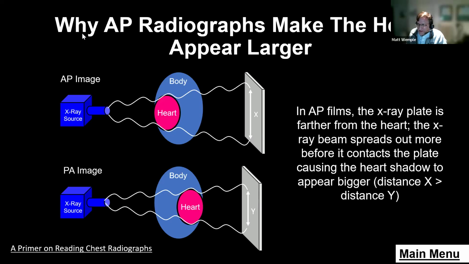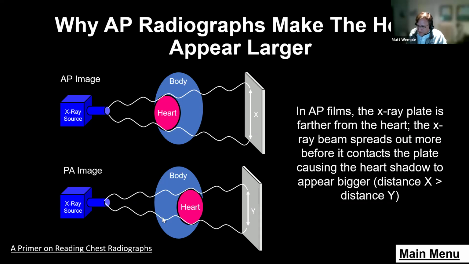So you see these machines all the time on your inpatient rotations or in the ER. They'll come down, attached to the machine, and they'll put a plate behind the patient, right? And so with the image beam coming from the front, the shadow of the heart makes a pretty big shadow on that plate.